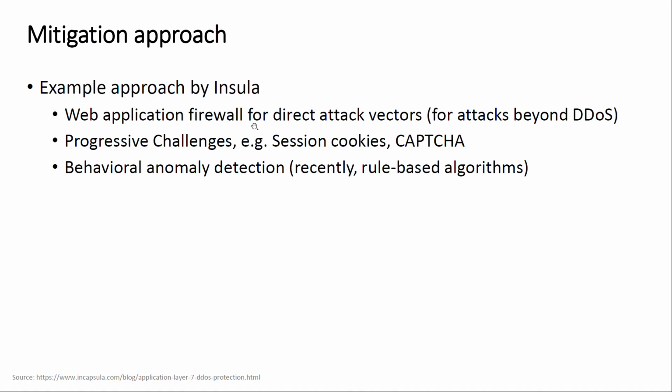And for the other protections, a web application firewall for direct attack vectors, and progressive challenges, for instance, session cookies and CAPTCHA, or behavior anomaly detection, usually rule-based algorithms. But it depends on how good your rules are, and you have to keep updating them depending on the attacker's behavior. So this is the end of our talk for layer 7, application layer security.